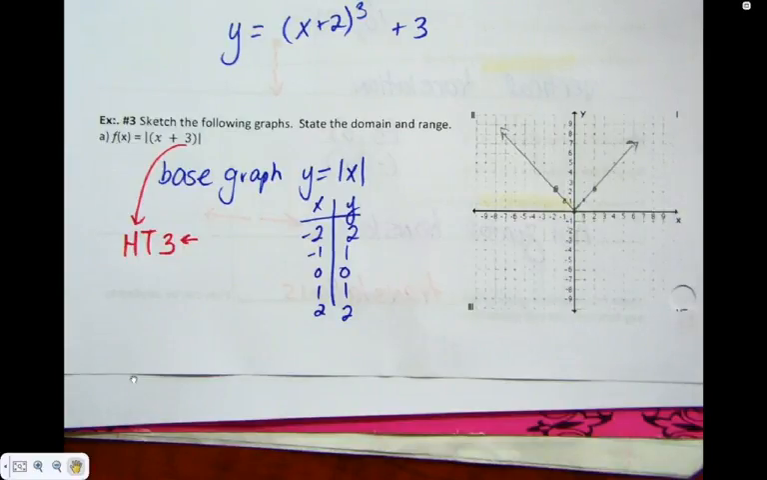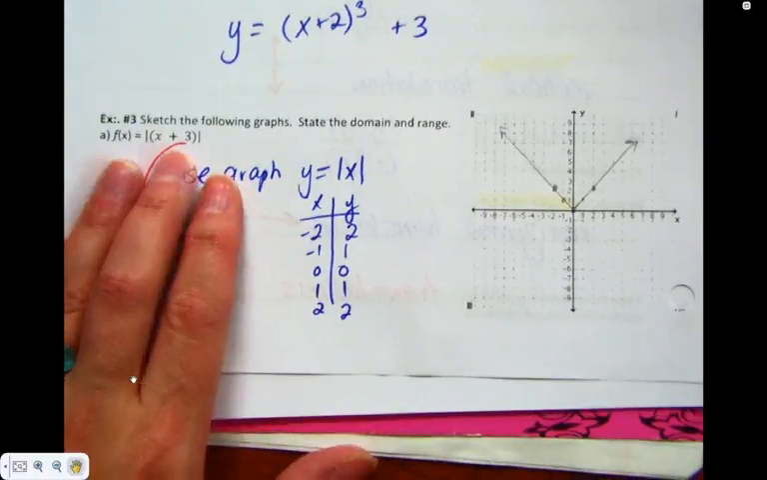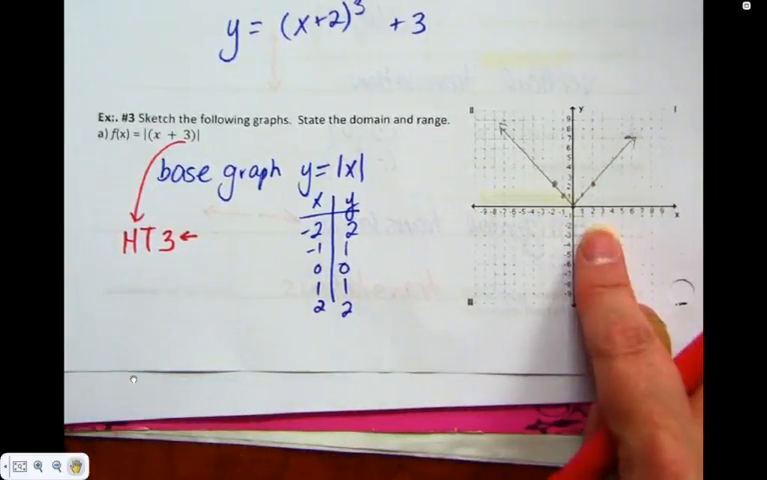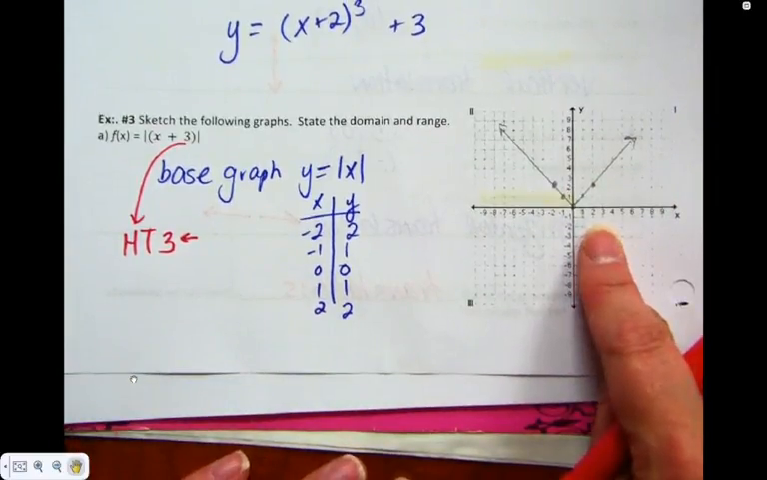I'm grabbing red pen because my last graph needs to be in red, and this is our last graph because we only have one transformation in the question. All I am going to do is look at these points, and take every single one of them and move it 3 units to the left. So if you can count, you can do this.